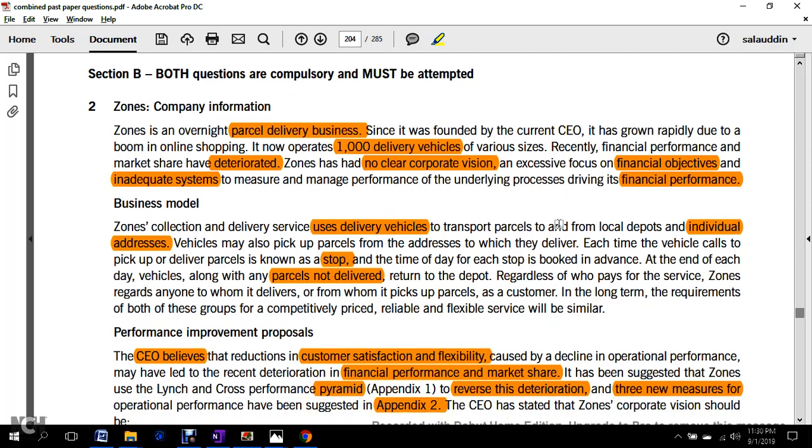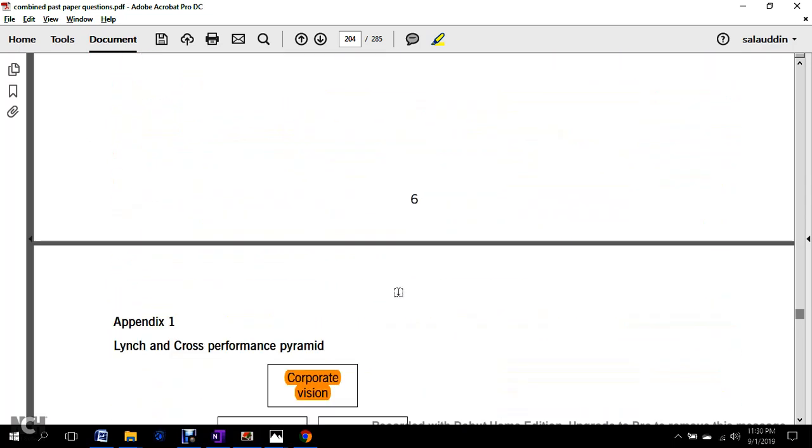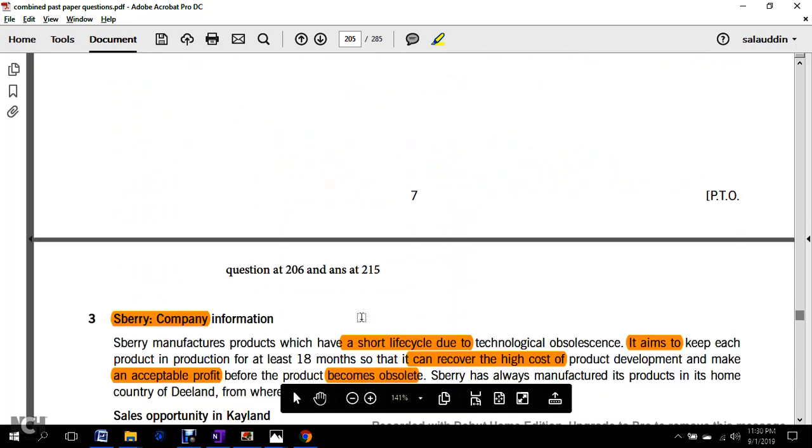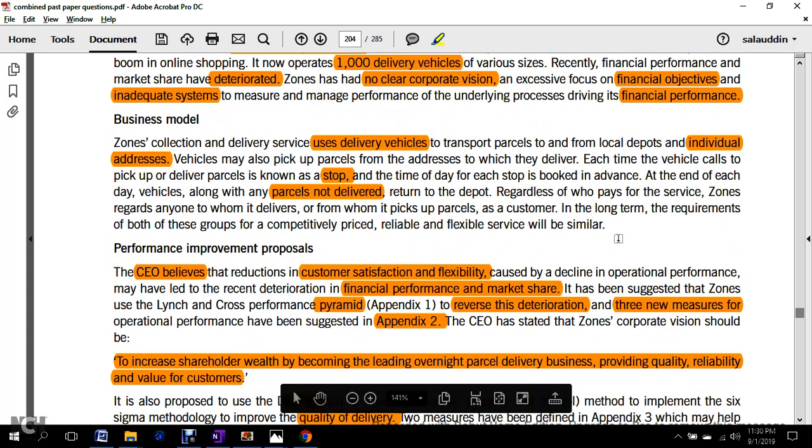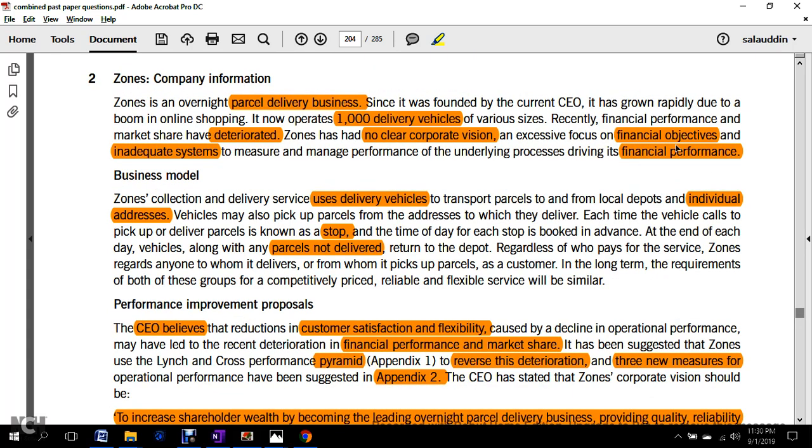Here one thing is missing. I think we are not given what their financial measures are. They have said that they are financially focused, but what are the financial measures? It is unclear. So we can say that nothing is mentioned in the scenario, or that it is unclear, or that nothing is mentioned about what the current financial measures are.